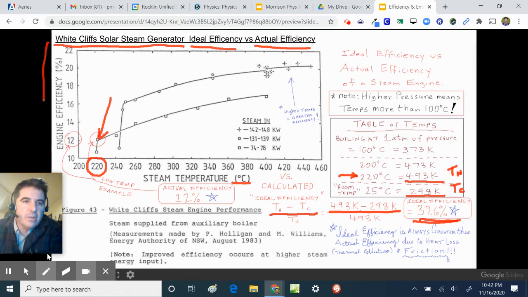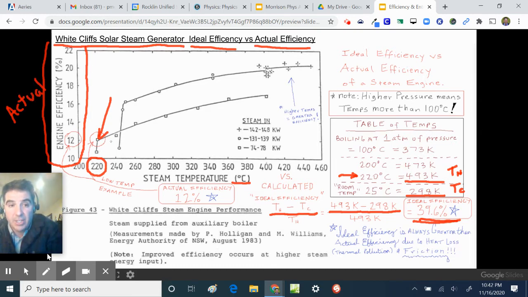So over here the company is wondering how efficient their machine is. And so this graph was showing us actual efficiency versus steam temperature. So right here, this is your actual efficiency as measured by the company. So they can measure how much work was actually put out. And so they can tell you the actual efficiency.